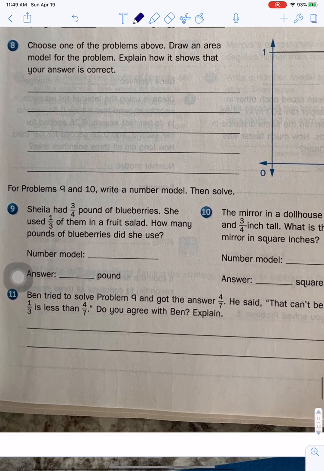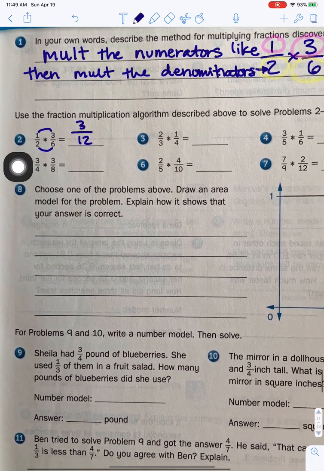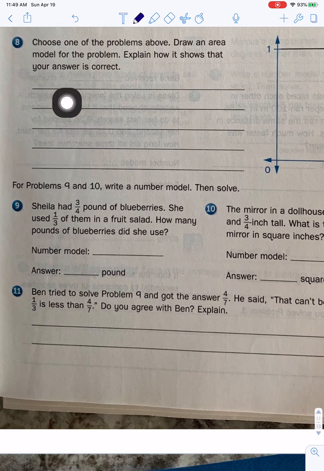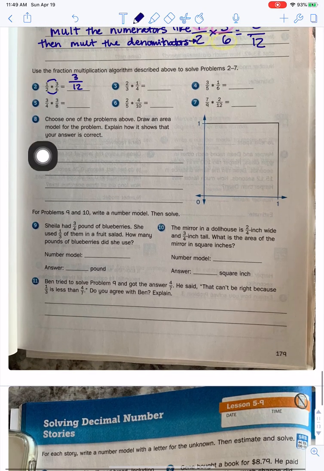Number 8. So what I would like you to do is go through problems 3 through 7, and then after you're done, press pause right now and then do number 8. Choose one of the problems above. Draw an area model for the problem. Explain how it's shaded and how your answer is correct. So you can choose one of these and model it here. Press pause.